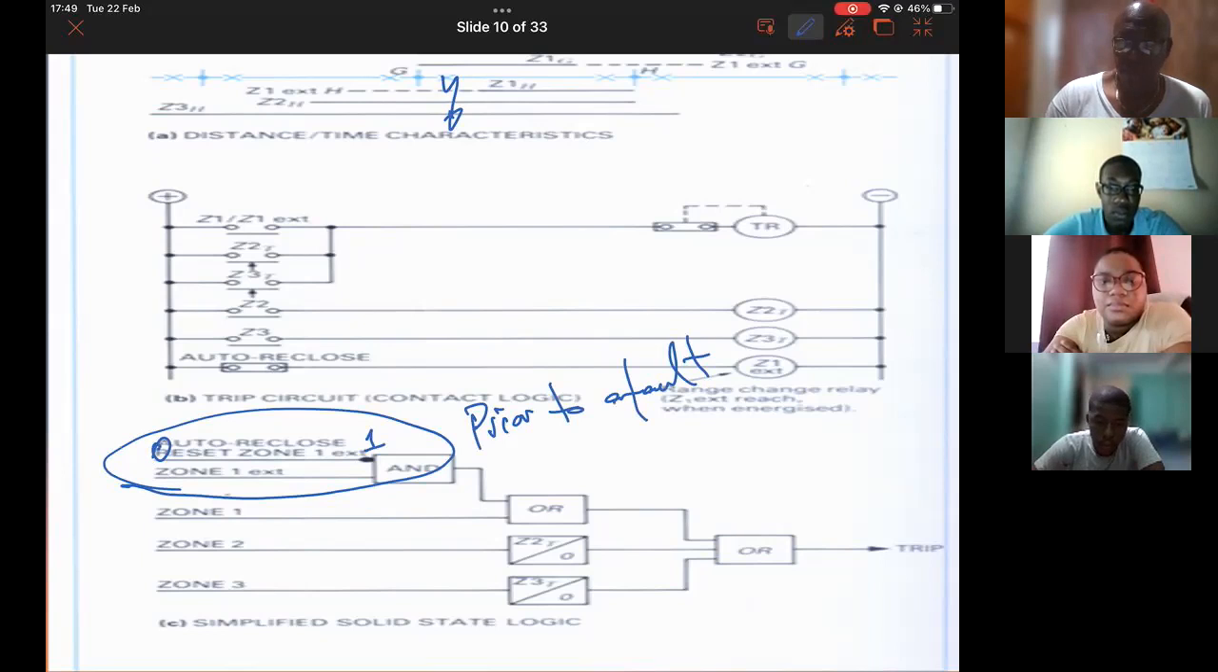We good? Yes, sir. We now have the fault. You're now going to get a 1 here, and that 1 will give you a 1 on the AND gate. This is from end H, which means therefore that you would have a trip because you would have a 1 into the OR gate. But once it has operated, the auto reclose now sends a 1. So you'll get a 0 here.